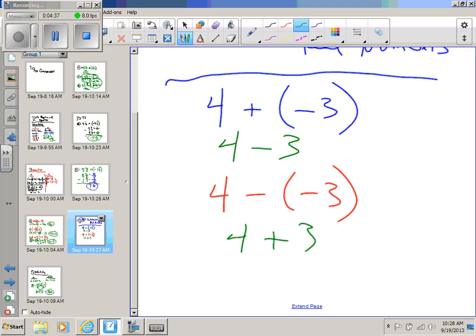As far as your number lines are concerned, your starting point is still your starting point. And your directionals on your number line, when you know you're adding, you're going to go to the right. When you know you're subtracting, you're going to go to the left. That stuff does not change, okay?